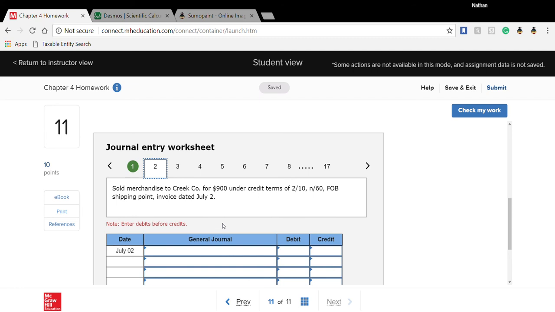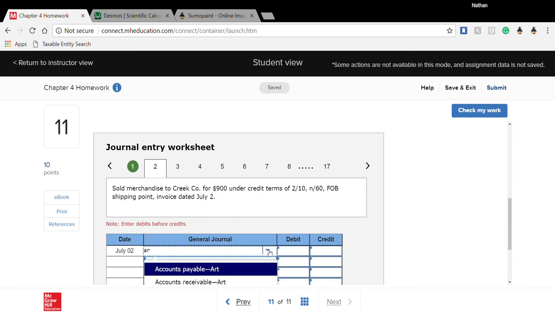On July 2nd, we sold merchandise to Creco for $900 under credit terms again. Remember, when we sell something, we're probably going to have 2 journal entries. Connect likes to piece them all out. That's why you see there's 17 transactions or 17 journal entries. Just take that and remember that there's 2 journal entries involved. One for sell, one for cost of goods sold. So again, this is our sell.